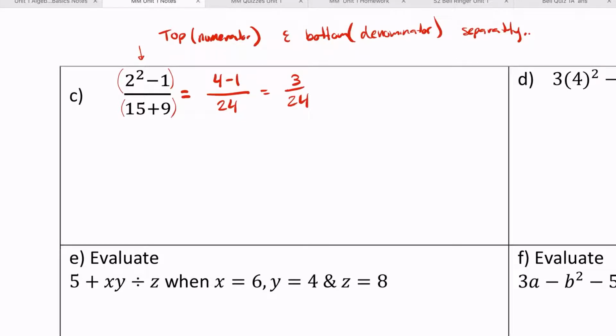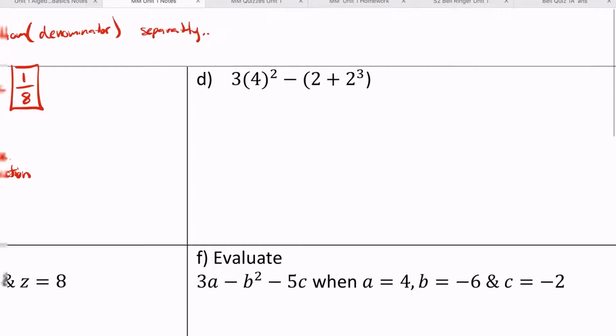And then you need to make sure that you reduce your fraction. Simplify. Okay, so how we can simplify that is we can realize that we can divide the top and bottom by 3. Okay, so we could divide that by 3, we could divide that by 3, and that would end up giving us 1/8. Okay? All right, next, PEMDAS again, parentheses.